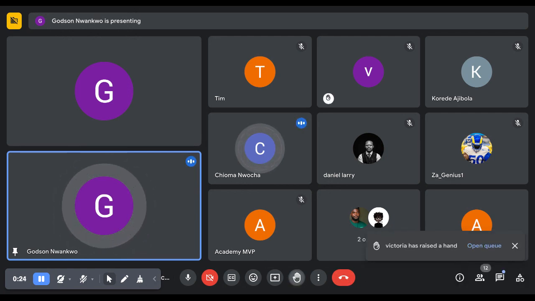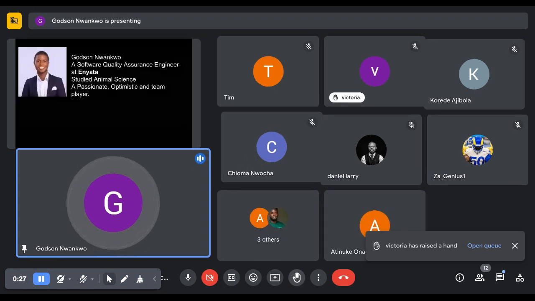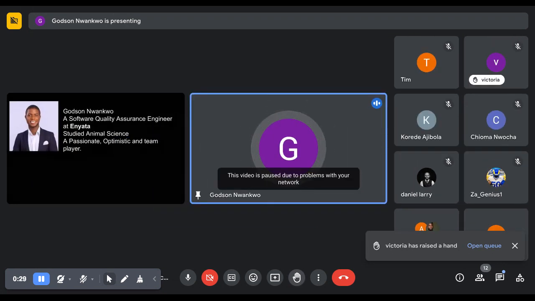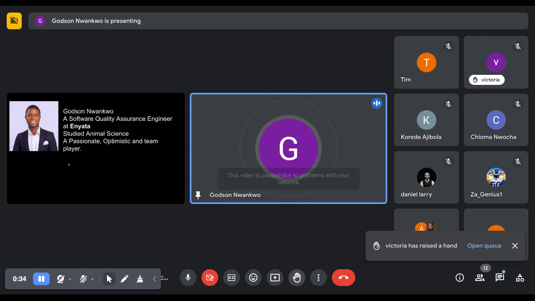Okay. Hi. I am Nwankwo Godson, a software quality assurance engineer here in Enyata. A short background of me: I studied animal science. I started here, and today, by the special grace of God, I'm a software quality assurance engineer.